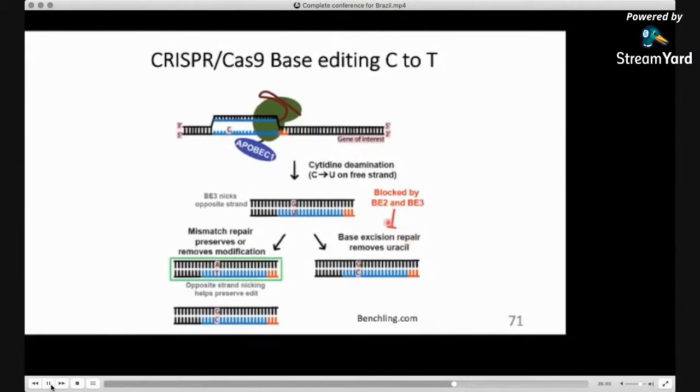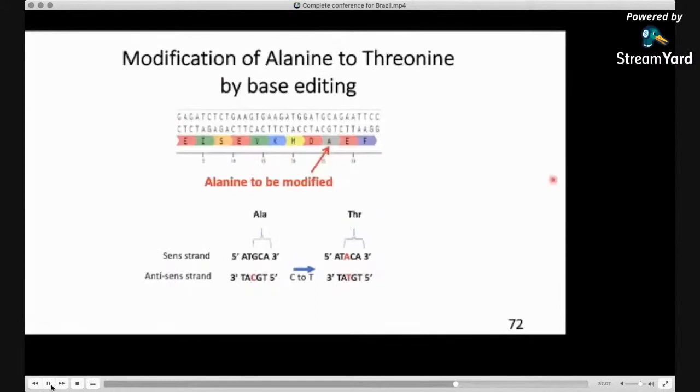As mentioned before, the CRISPR-Cas9 base editing technology permits to modify the cytidine into a thymine. We thus have used the base editing technology to target the cytidine in the antisense strand of the alanine codon, transforming that cytidine into a thymine and just changing the alanine codon into a threonine.